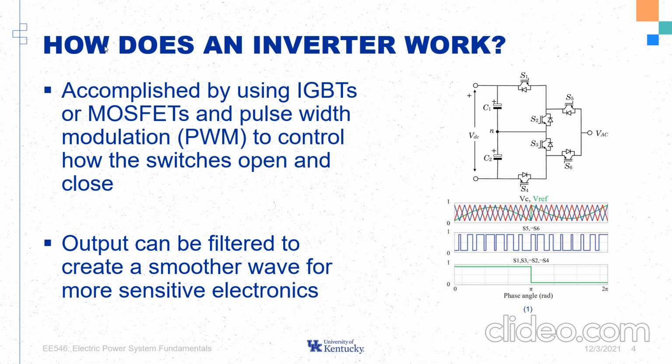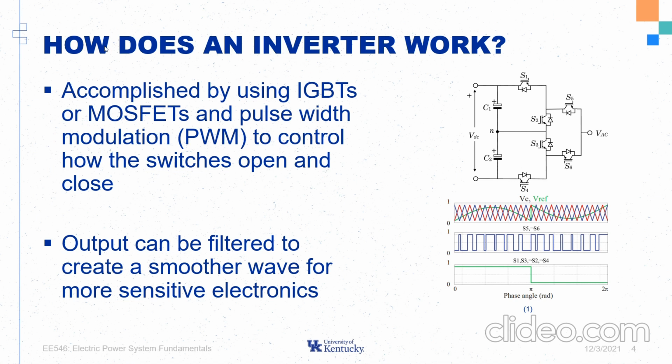An inverter is able to accomplish this using complementary pairs of electronic switches such as IGBTs or MOSFETs, which can quickly switch several times per second. Pulse width modulation, or PWM, is used to control how quickly the switches open and close. Controlling how quickly each switch opens and closes controls which side of the DC source the load is connected to and how long it is connected. This is how an inverter changes the direction of current to convert direct current to alternating current.